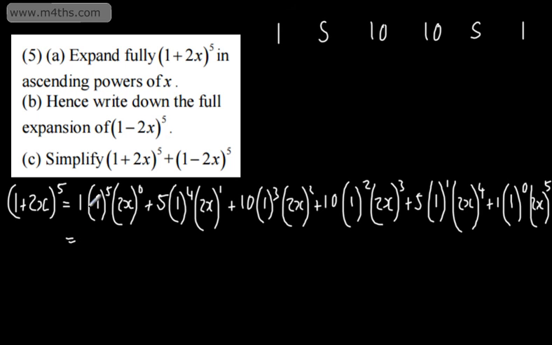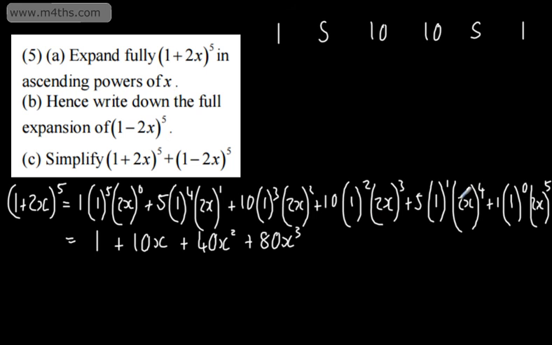So just writing this out, this is 1 times 1 times 1, which is 1. Plus now 5 times 1 times 2x. So that's going to be plus 10x. I've got 10 times 1 times 2x which we need to square. (2x) squared is 4x squared. Sometimes students make the mistake of just writing this as 2x squared. It isn't, it's going to be 4x squared, so that's plus 40x squared. 2 cubed is 8, 10 times 8 is 80, so this is going to be plus 80x cubed.